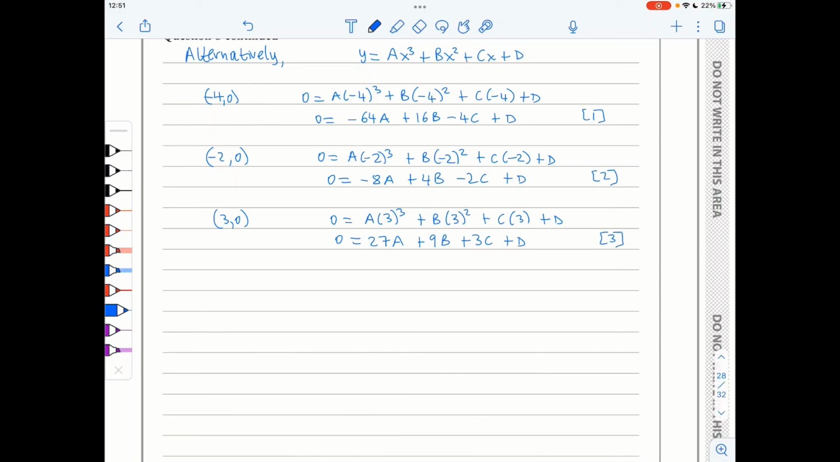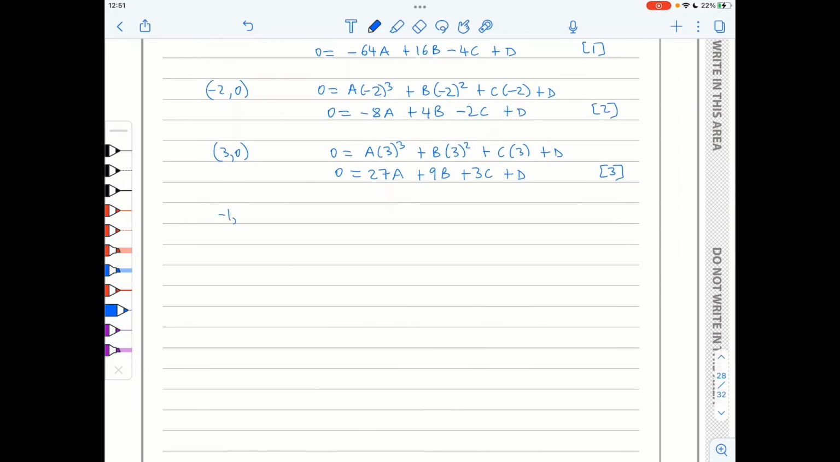And finally, the fact that we pass through (-1, 6) means that 6 is a times -1 cubed plus b times -1 squared plus c times -1 plus d. So 6 is minus a plus b minus c plus d, and I will label this equation 4.